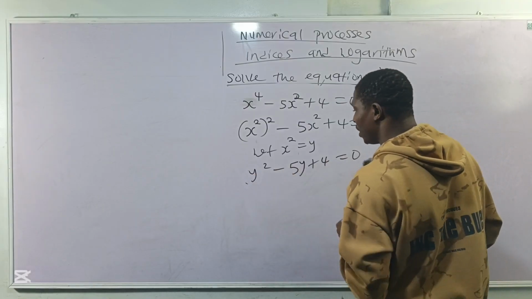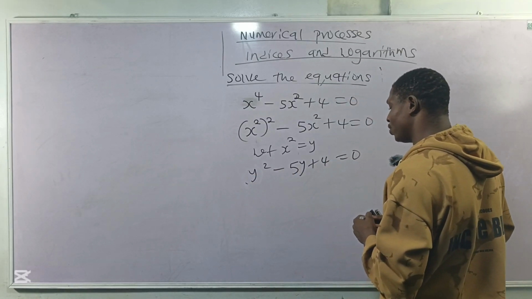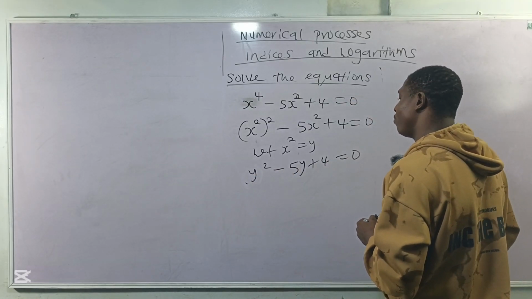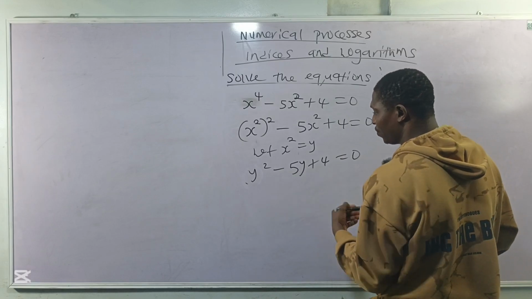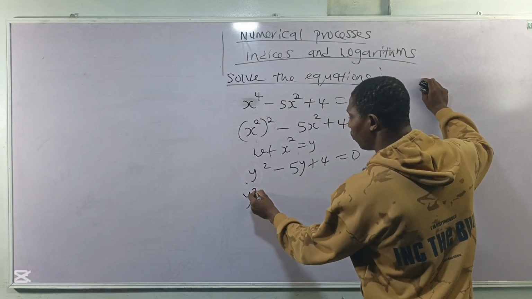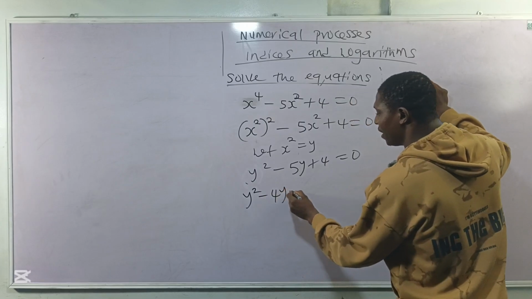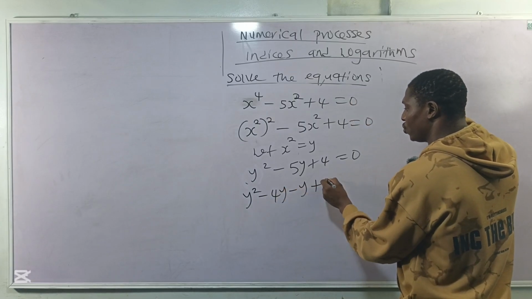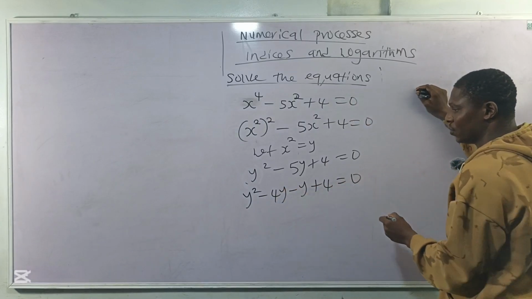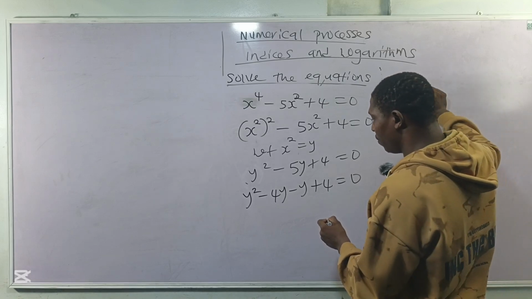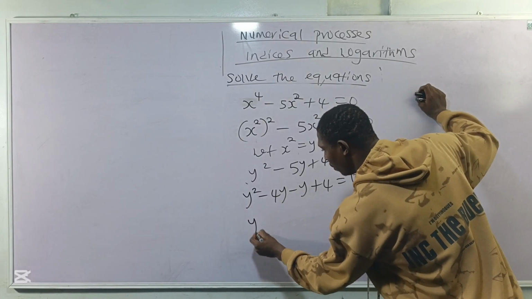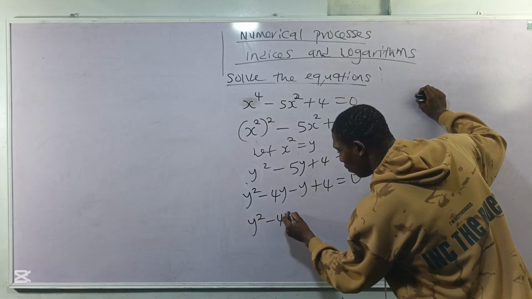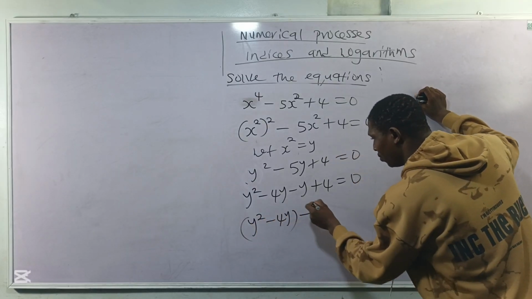4 times 1 is 4, so my product of roots is 4. And minus 4 minus 1 will give me minus 5. So I can write y squared minus 4y minus y plus 4 to be equal to 0. Now I can bracket: minus plus is minus. So I have y squared minus 4y in bracket, minus in bracket.